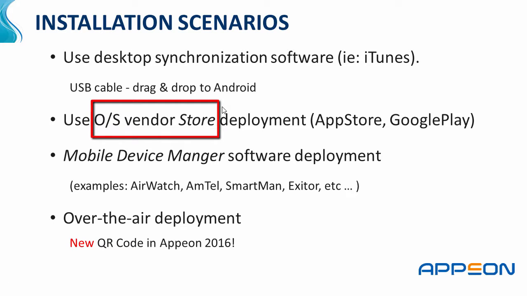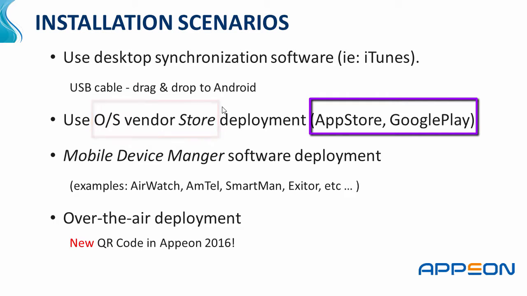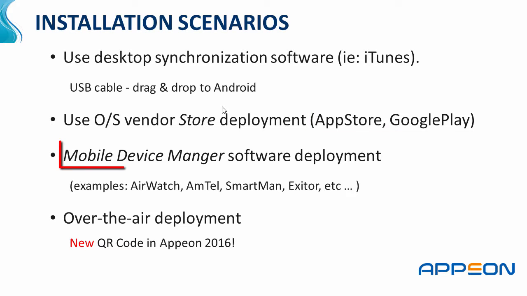You can deploy directly from a store, such as the Apple App Store or the Google Play Store, and the Appeon WorkSpace install file is hosted on either one of those. You can also use mobile device management software, such as AirWatch, and others, and if you use Google, I'm sure you can find others out there. Or you can use the over-the-air deployment, which was also available in an early release such as Appeon 2015. However, there's been a manual approach, which we'll show you, and also a new QR code approach that can be read directly from the device.